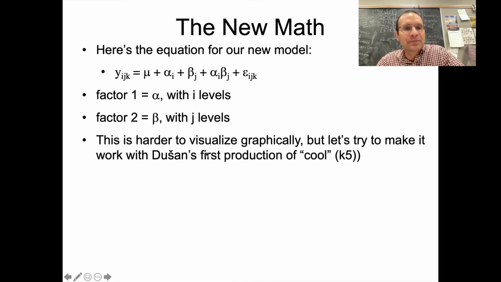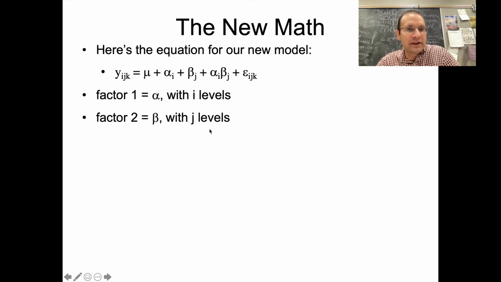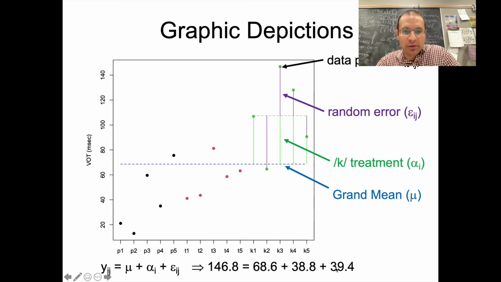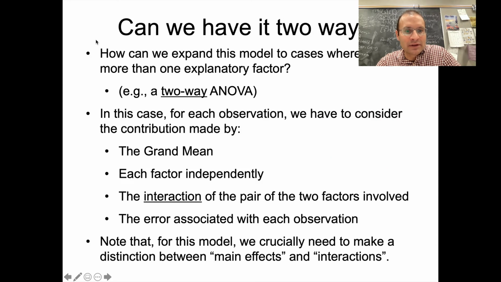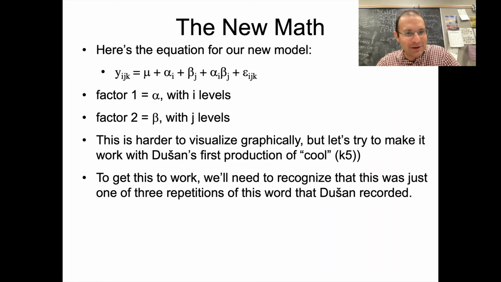But what I want to do is try to make this model work graphically for Duchamp's first production of the word cool, which in our previous slide or previous model was K5. So it's this data point right here, which I think is 90.6. Hopefully you can see that. It's halfway between 80 and 100 there. And you note in this one that we go up for the grand mean, we go up for the treatment of K, and then we actually go down to get to that data point. So there might be a little bit of negativity here. That's okay. We can account for it all in our model. Sometimes you're up, sometimes you're down.